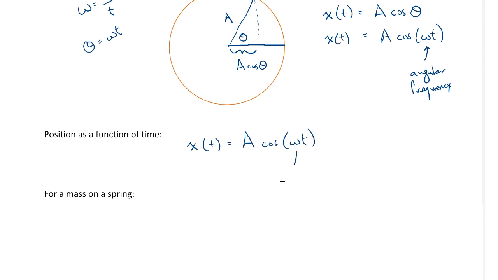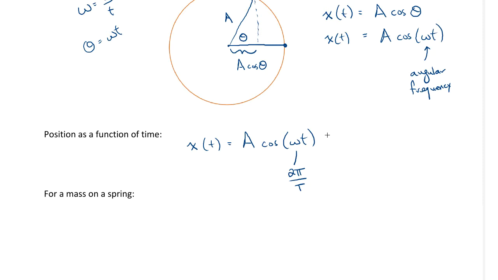And also remember that this angular frequency or angular speed is equal to 2 pi over the period, so we could replace it with that. Now in this case, we were looking at the x-coordinate of the reference circle, and we started from a position of maximum displacement. We started from right here.